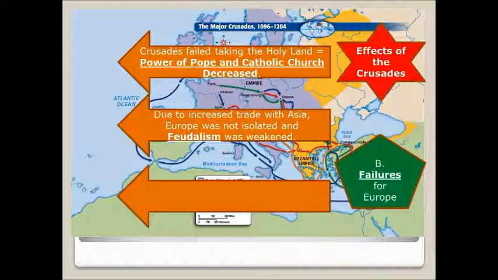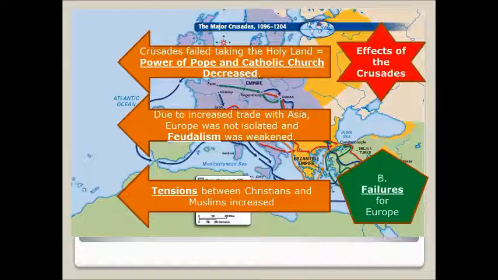Second, feudalism is weakened. Because it opens up to trade, people start to get into becoming merchants, and businesses start to take effect. We start to lose the manor system. We start to lose feudalism. And so trade with Asia increases. So it becomes a failure for feudalism, probably a positive for Europe. And we see this today.